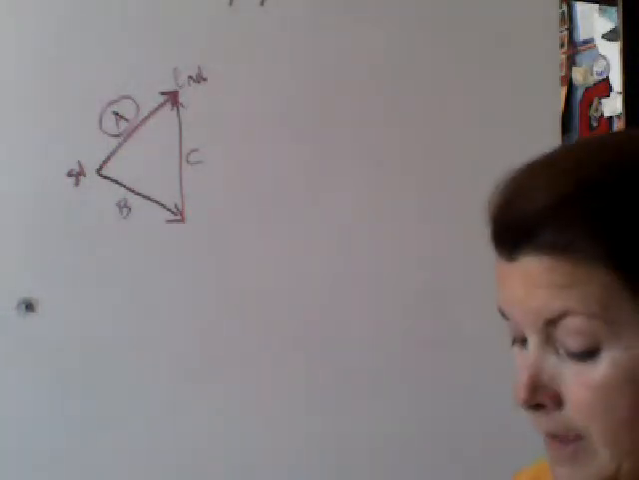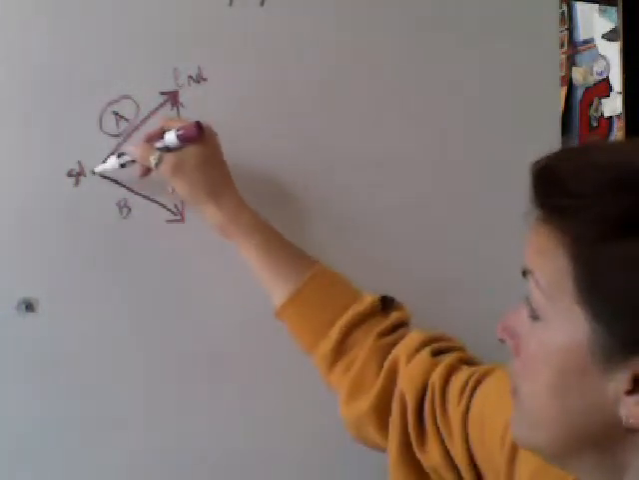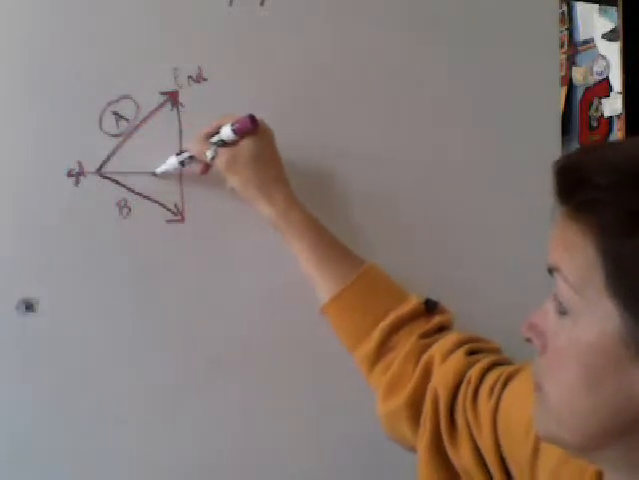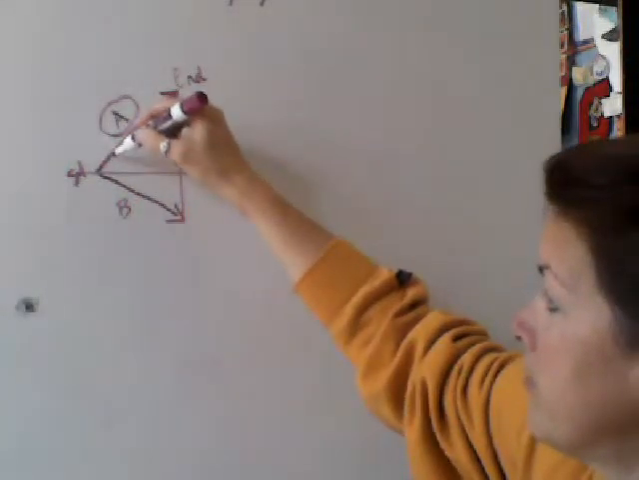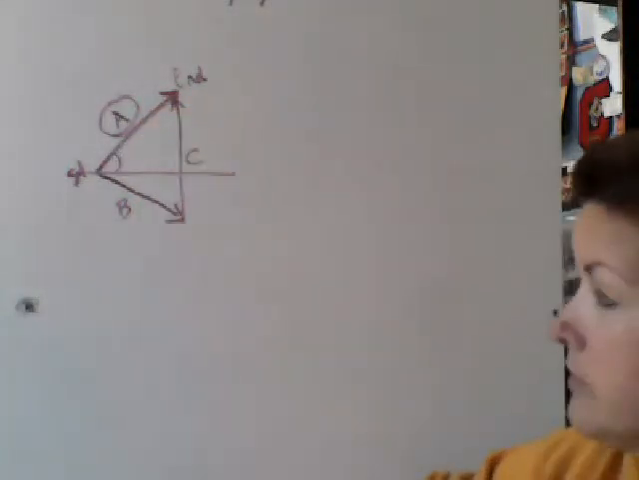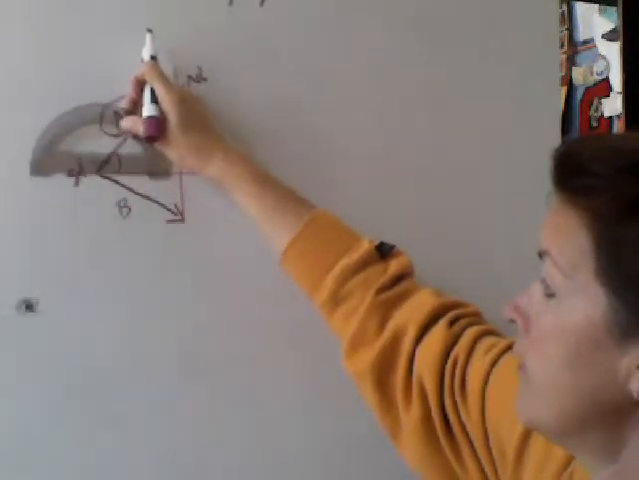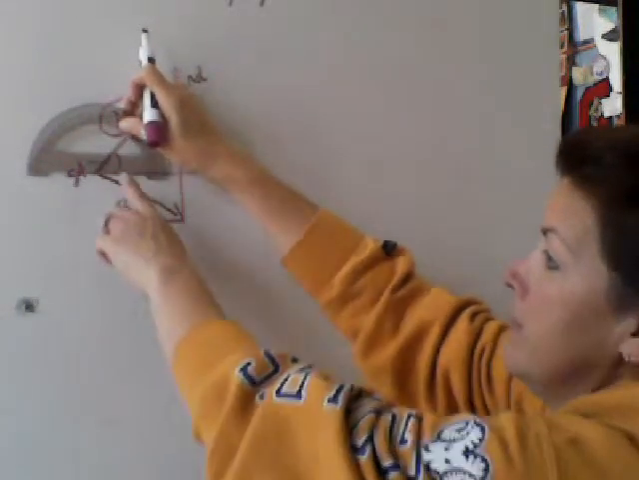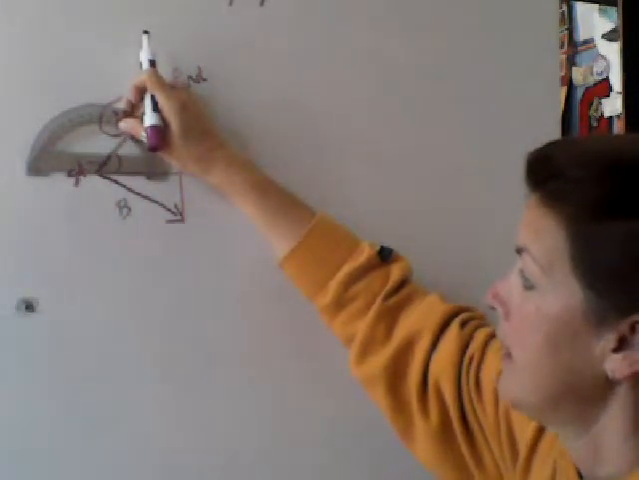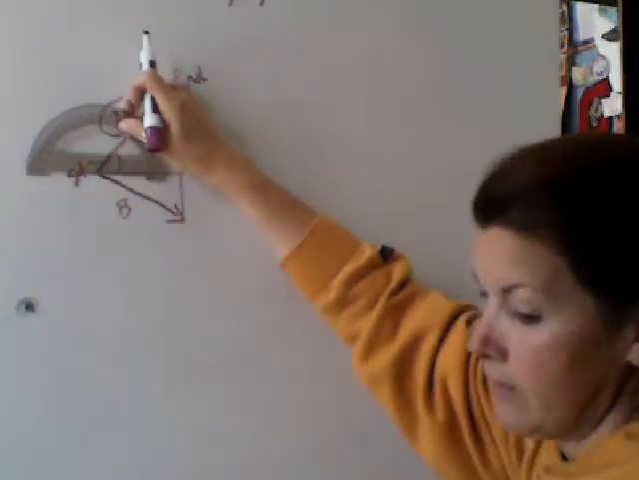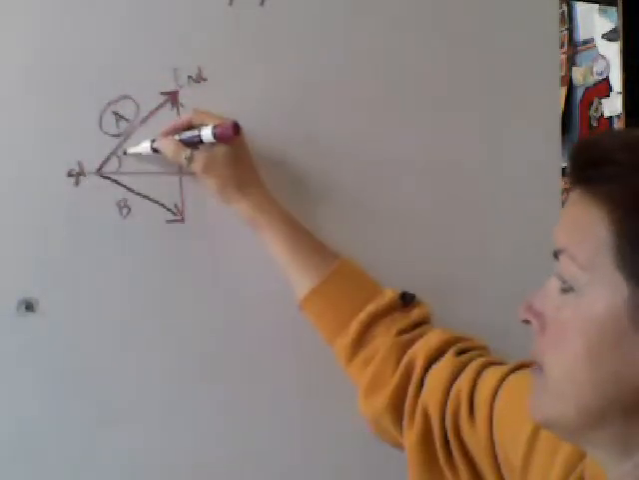If we're trying to determine the angle for this, we would just draw in a straight line. We can get our protractor and measure the angle here. Again, putting the center of our protractor on the beginning of the angle and reading across here, we get about 20 degrees.